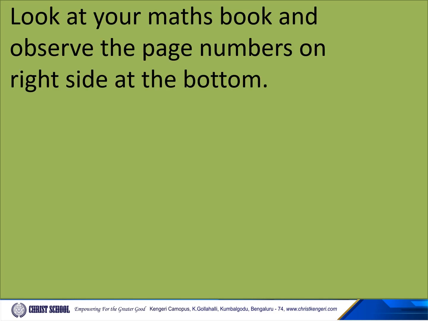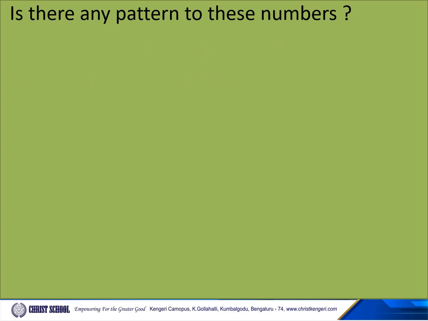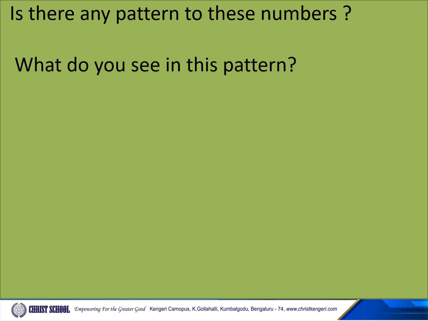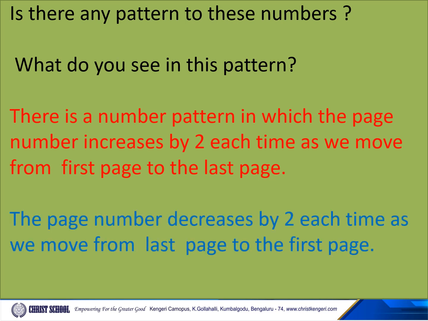Look at your maths book and observe the page numbers on the right side at the bottom. Is there any pattern to these numbers? What do you see in this pattern? There is a number pattern in which the page number increases by 2 each time as we move from the first page to the last page. The page number decreases by 2 each time as we move from the last page to the first page.